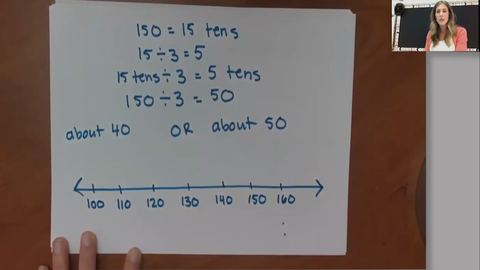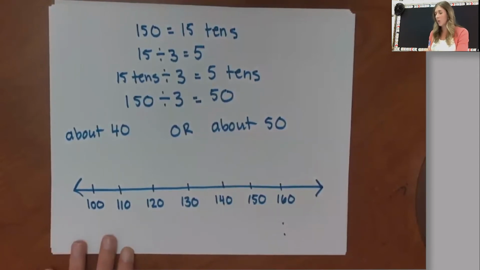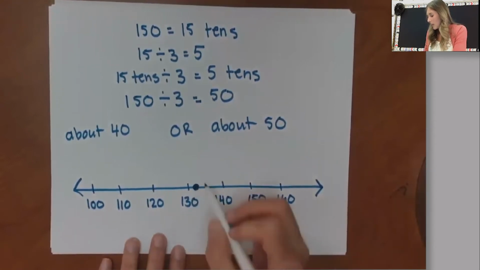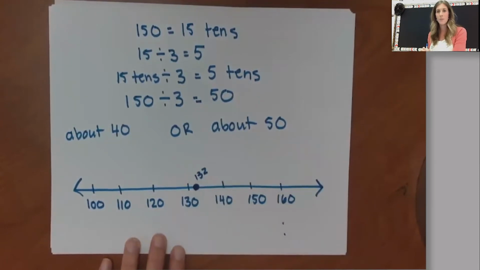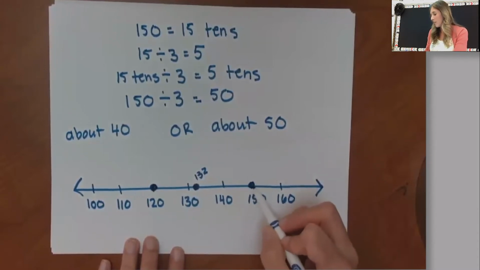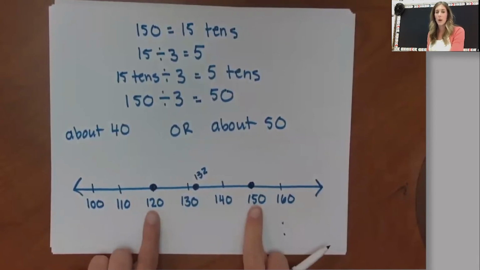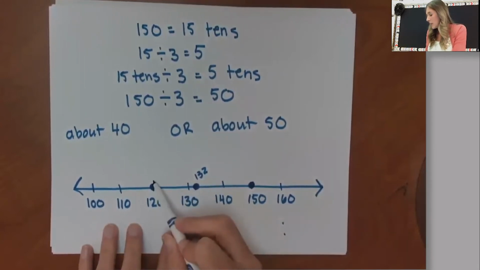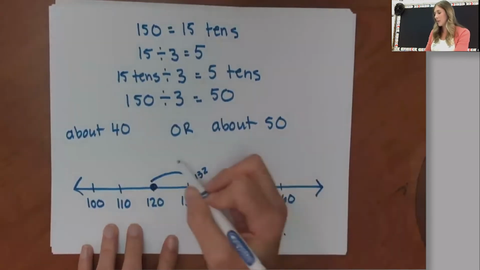So our original dividend was 132. So on our number line, it's going to be just slightly above 130, and I'm going to just label that 132. The first compatible number that we found was 120. The second compatible number that we found was 150. So which compatible number is closer to our original dividend? We know that 120 is only a difference of 12.